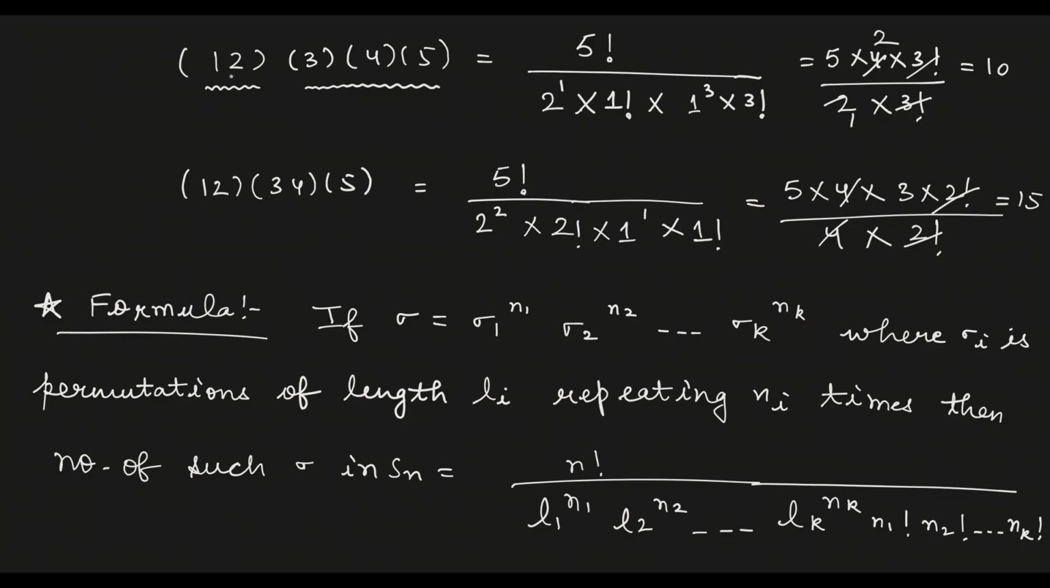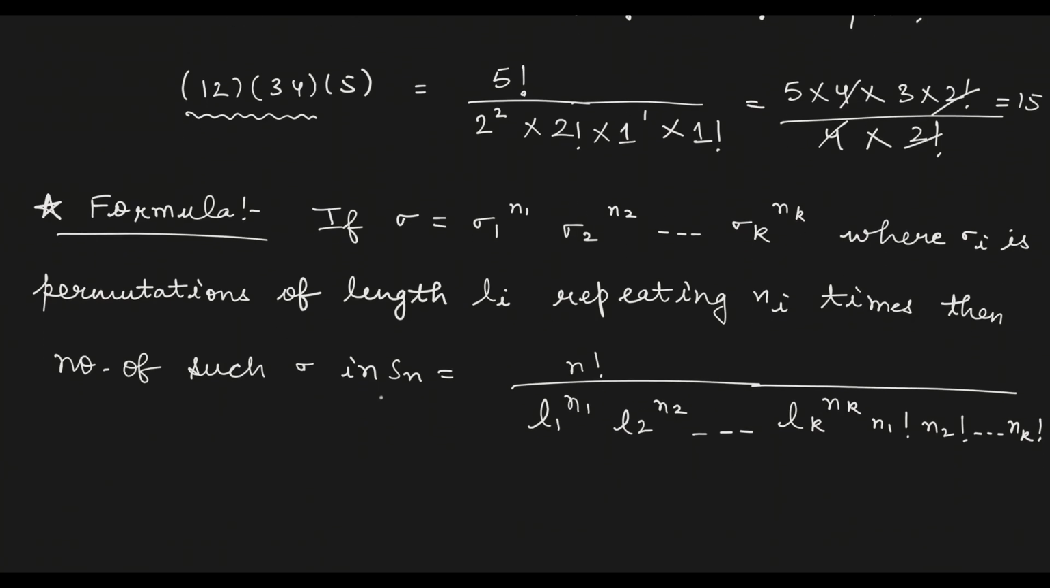So sigma i is a permutation of length Li repeating Ni times. So 1 2 is a permutation. It is of length 2 and repeating only one time. So that's why I have taken 2 to the power 1 into 1 factorial. Next, there are 3 cycles of length 1. So 1 to the power 3 into 3 factorial. And here there are 2 cycles of length 2 repeating 2 times. So 2 square into 2 factorial. Now is it clear?